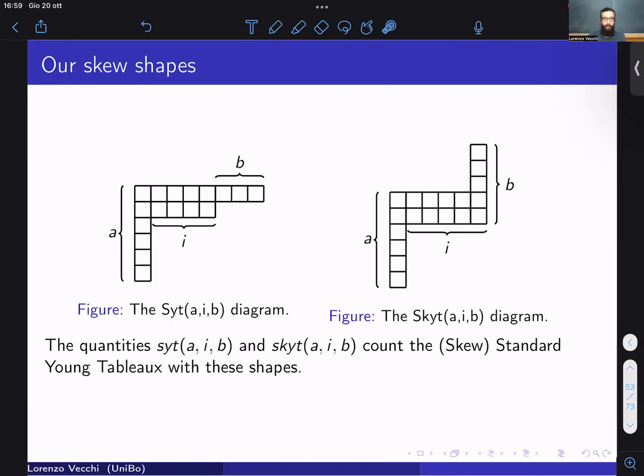For our purposes, we need 2 particular shapes of diagrams. We have a standard Young tableau that depends on 3 parameters, a, i, and b, that looks like this. And then we have a skew Young tableau that also depends on 3 parameters, a, i, and b, that looks like this. So we started from this big diagram, and then we removed the rectangle from it. And then I'm going to use the following notation: lowercase site a,i,b and lowercase skite a,i,b count the number of standard Young tableaux and skew standard Young tableaux that fill these shapes.